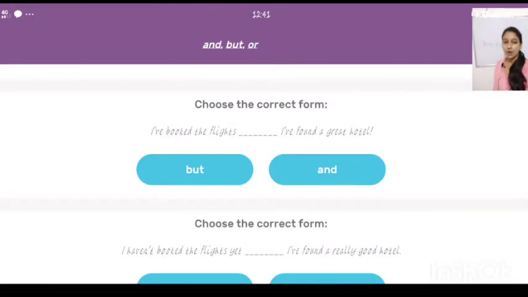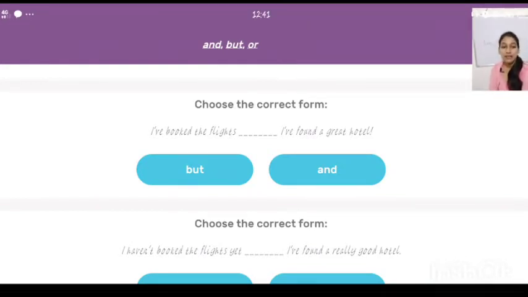Choose the correct form. I have booked the flights dash I have found a great hotel. See, अब आप देख रहे हैं कि verb और subject दोनों repeat हुआ है, तो and होगा या but होगा. I have booked the flight but I have found a great hotel. तो अगर आप सब्जेक्ट और वर्ब को हटाकर दोनों की मीनिंग देखें, मैंने फ्लाइट बुक कर ली है और मैंने होटल भी देख लिया है, तो ये बात हो गई कि दोनों ही काम हो गया है.